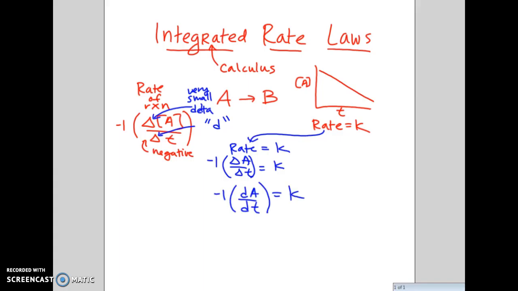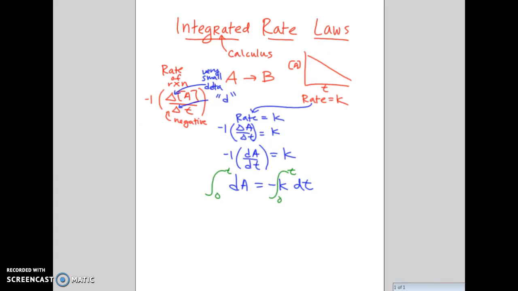So what I'm going to do is I'm going to rearrange this equation a little bit. So a very small change in A is equal to -k times a very small change in the time. So if I go ahead and I integrate this, so this is where we get fancy, from a time 0 to a certain time t, what you will get is the following.